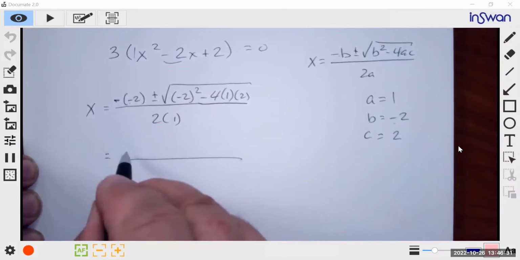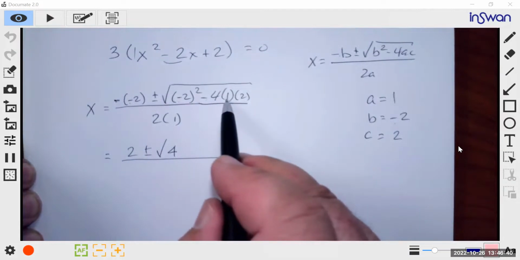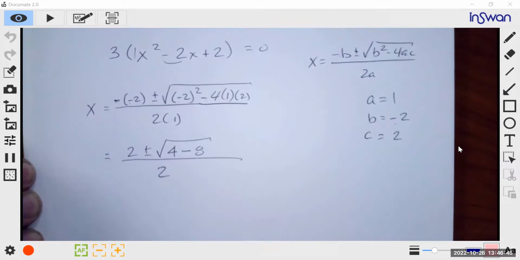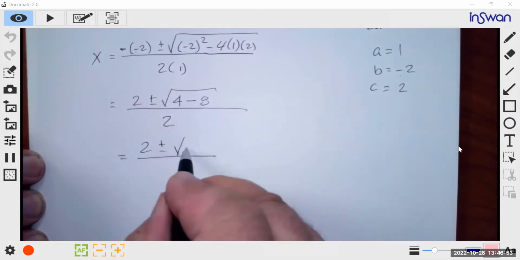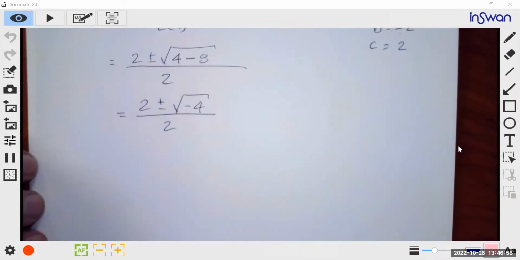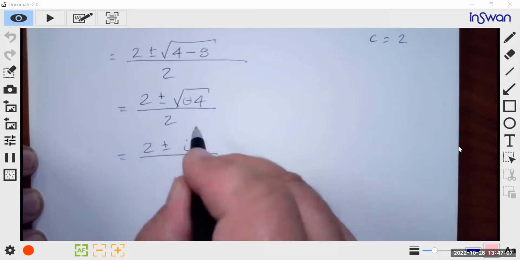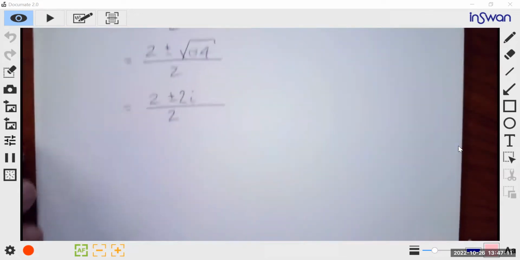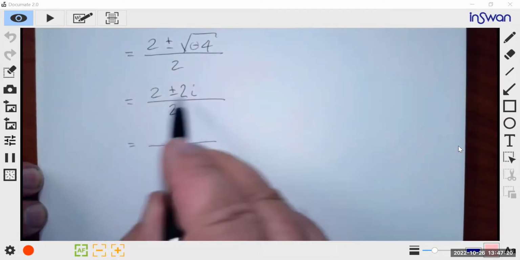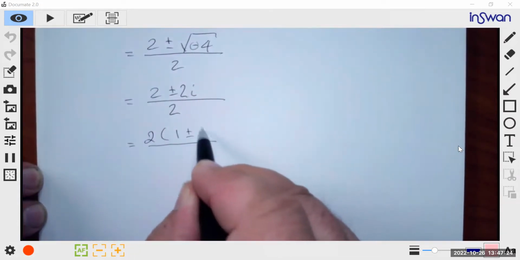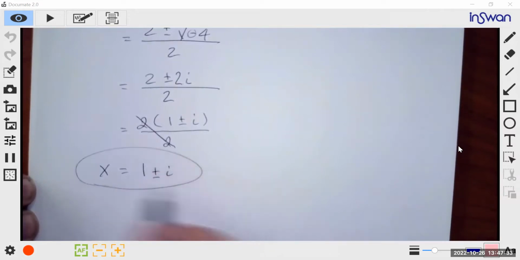Negative and negative becomes a positive. -2 squared is 4. 4 times 1 times 2 is 8, so it's minus 8, over 2. 4 minus 8 is -4. There's a negative inside there, so that's an i. The square root of 4 is 2, so it's 2i. The top, we can factor out a 2, leaving us 1 plus or minus i over 2. The 2's cancel. Those are the last two solutions.